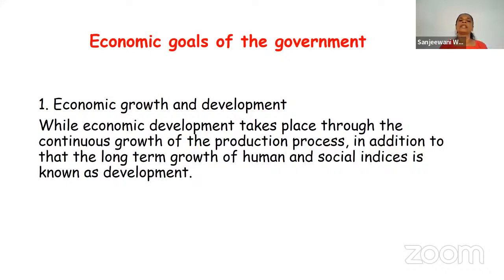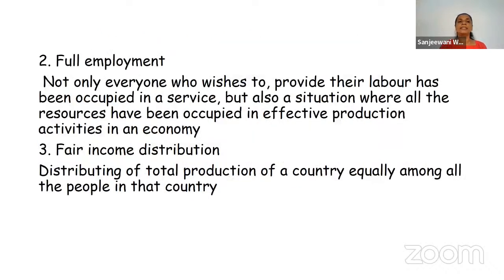So economic growth and development is that. You need to have continuous growth of the production process as well as the long-term growth of human and social indices. Both have to be there. So if both have to be there, that is economic growth and development, right? So that's the first economic goal of the government, right? Economic growth and development. Then the second one is full employment. That is another economic goal.